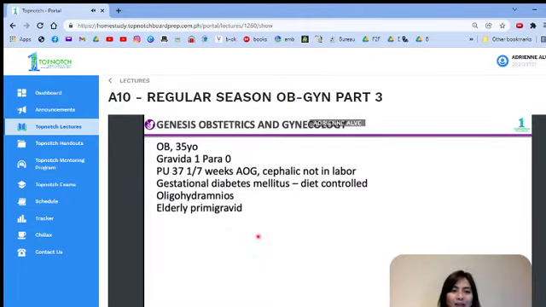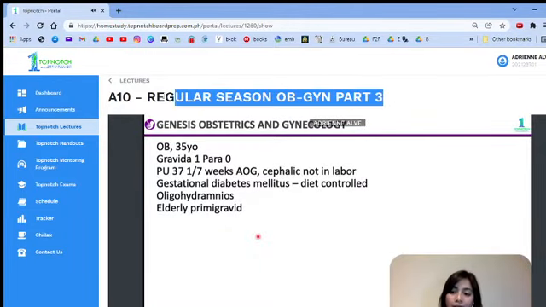Okay, the index case. Let's go back to the index case. So again, she's OB, 35-year-old, pre-gravid. She's already 37 and 1 week, station. Now we add this part.